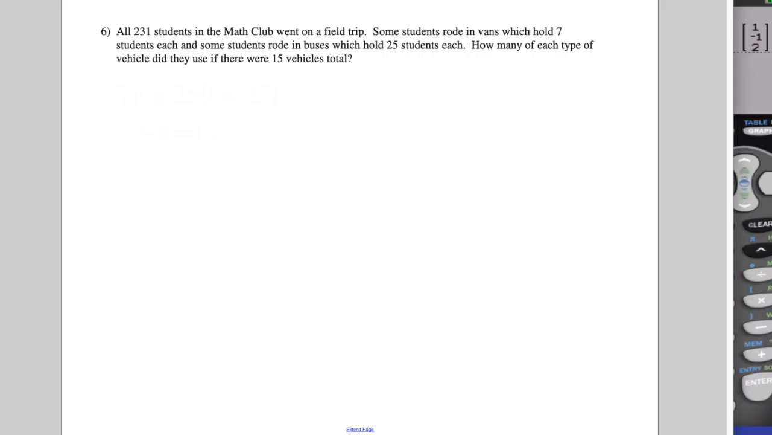Now lastly, I just want to show you how you would set up a word problem. So here we have all 231 students in the math club. Yay, math. They went on a field trip. Some students rode in vans. In vans, I'll say this V, which holds 7 students. And some rode in buses. I'll call that B, and each one holds 25 students. That's my equation right there. And then how many of each type of vehicle did they use if there were 15 vehicles total? That's my other equation.